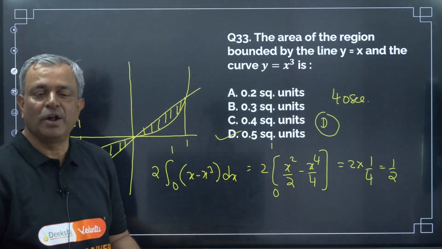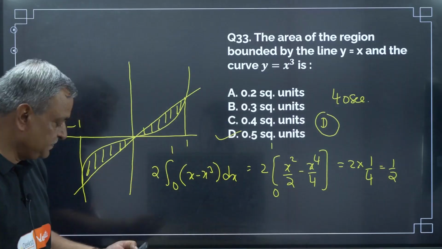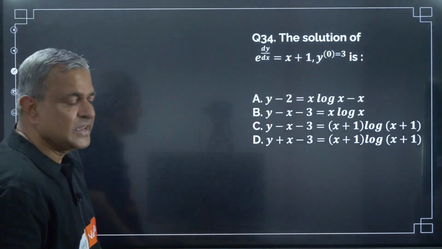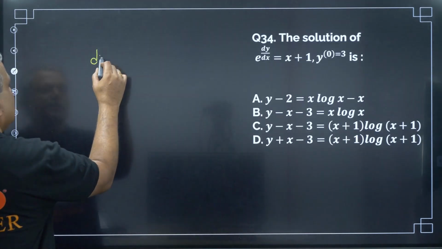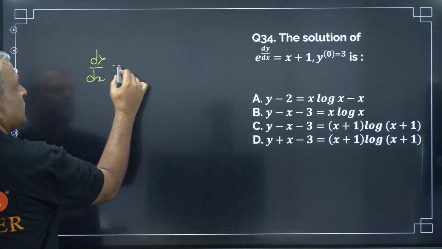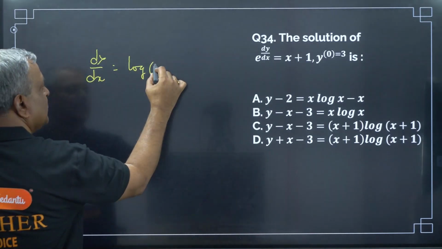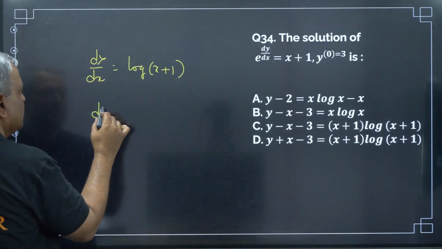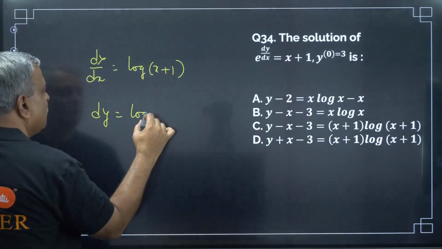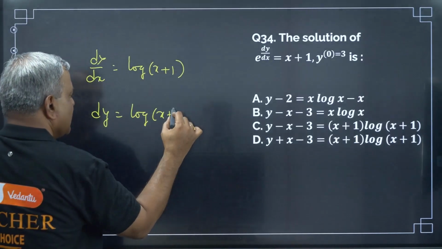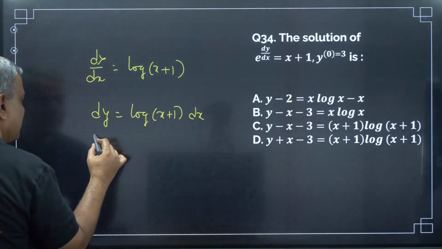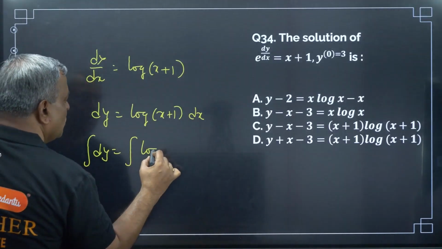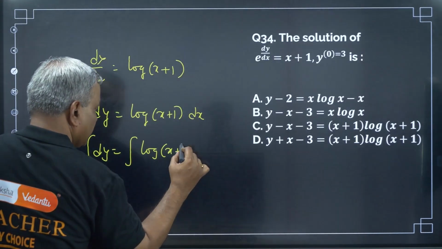See, time depends upon how much practice you have done. 34, an exponential is given. Again, take log on both sides. dy by dx is equal to log of x plus 1. Correct? So, variable separable: dy is equal to log of (x plus 1) dx. Integrate both sides: integration of dy, and integration of log of (x plus 1) dx.